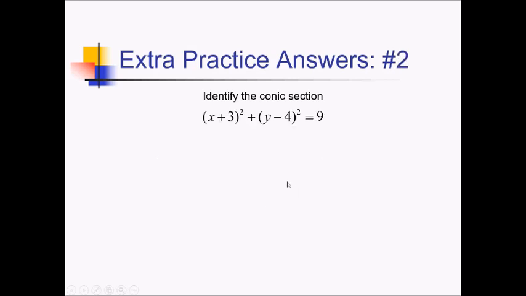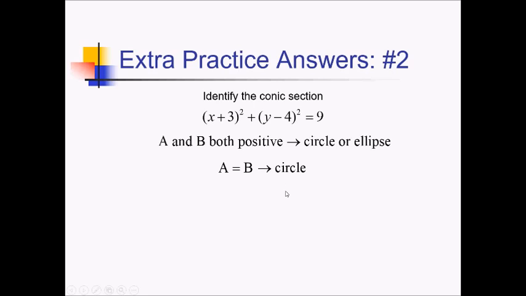On this problem, we notice that we have two squared terms, both of which are positive. So that means this could either be a circle or an ellipse. And since, if you expand these out, the a and the b, the coefficients of x squared and y squared, are the same number, they're both 1 in this case, that means that this must be a circle.